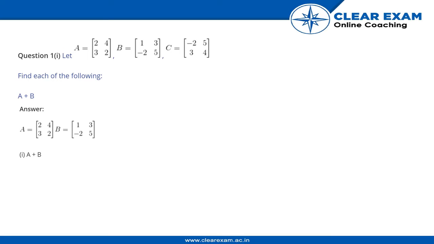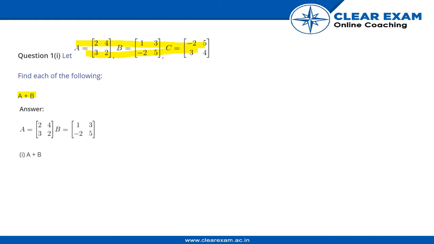So, without further ado, let's dive into the question. Let's see what the question says. We have three matrices A, B, and C, and we have to perform some operations on them. So, let's see what the first one is. We have to find A plus B.